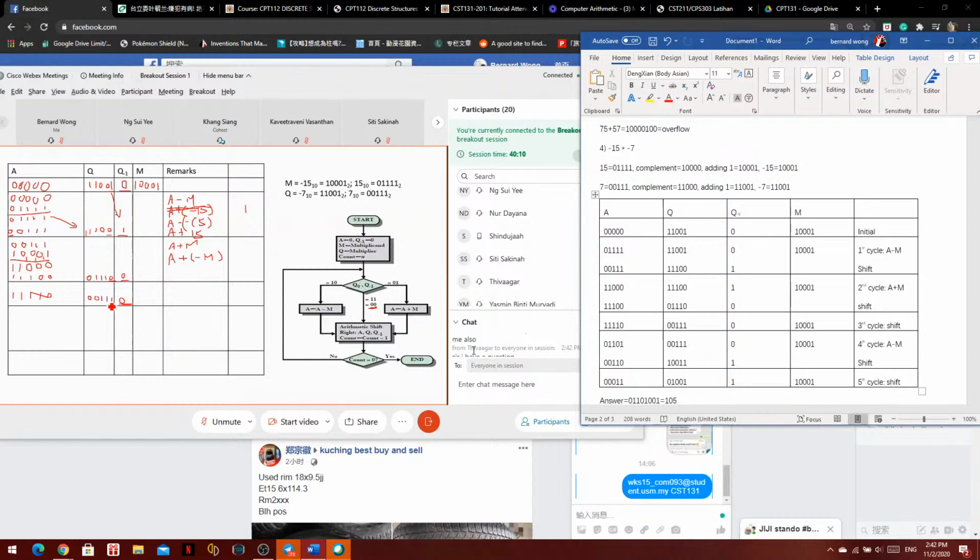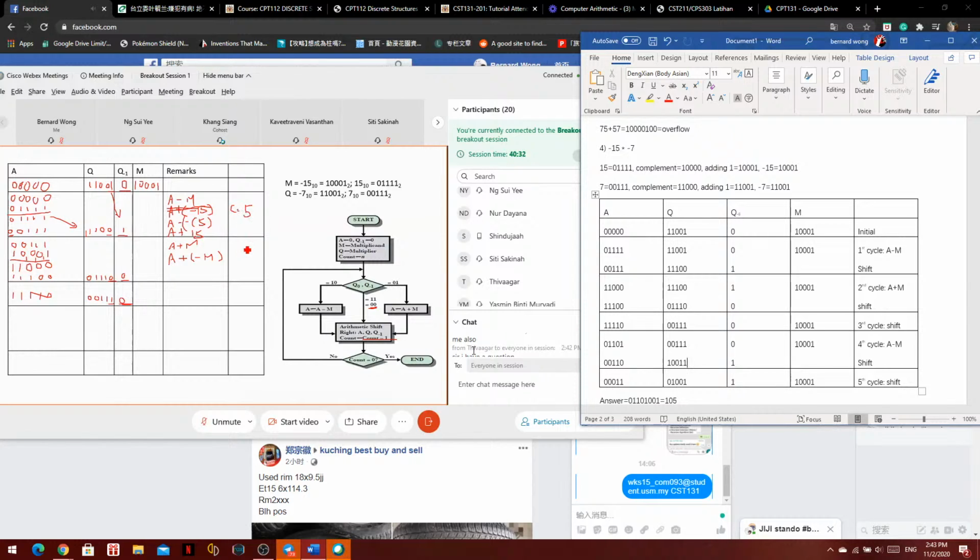So when we get until here, 1 and 0. When it is 1 and 0 here, you need to do the A minus M again, something similar like this. After you do that, you will have a final shift. This one depends on your number of bits. This is 5 bits. Remember we have the count minus 1 here.